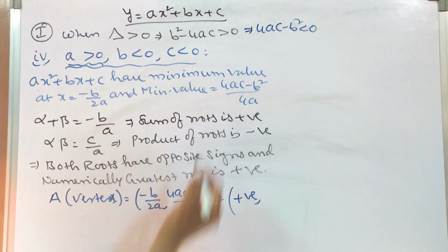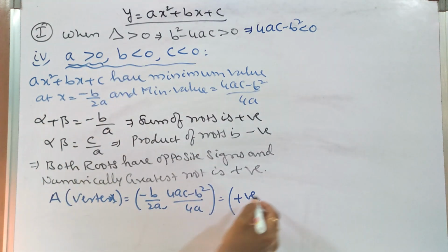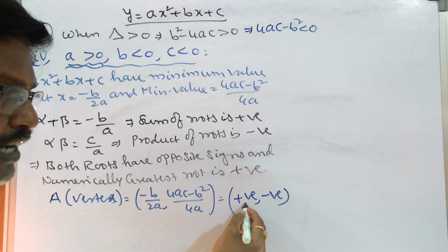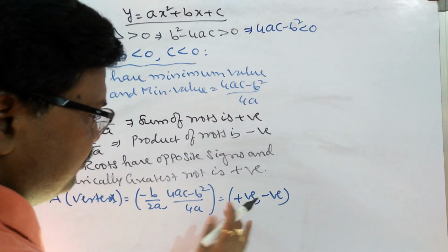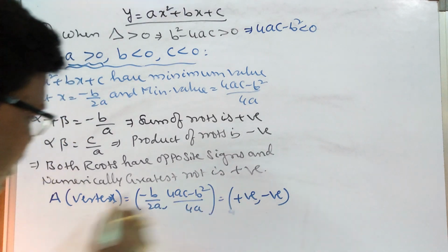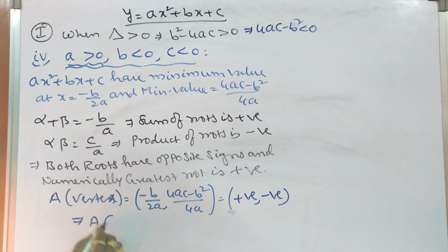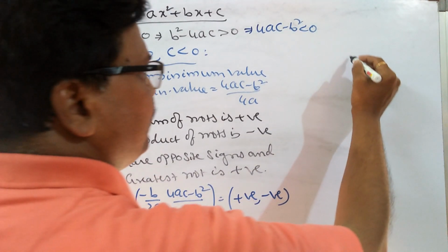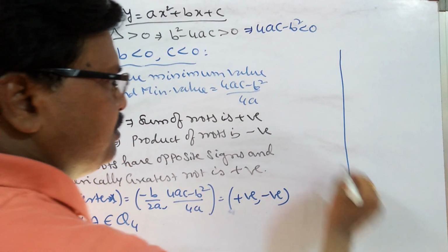And 4ac minus b square is negative, and a is positive. Negative by positive means negative. X coordinate positive, y coordinate negative. That means A lies in fourth quadrant. X coordinate positive and y coordinate is negative. Which quadrant? Fourth quadrant.